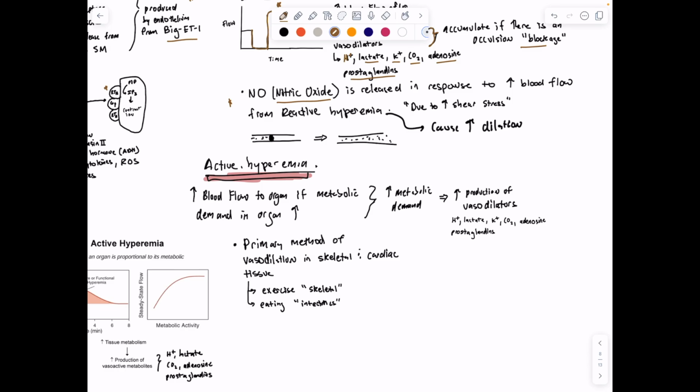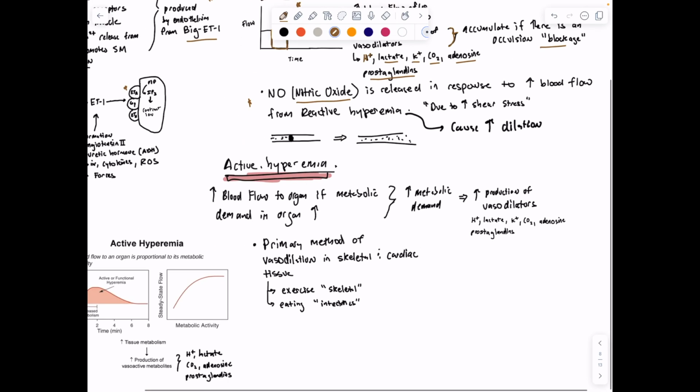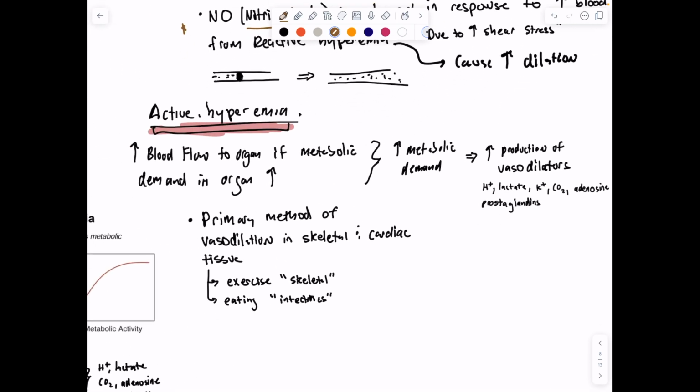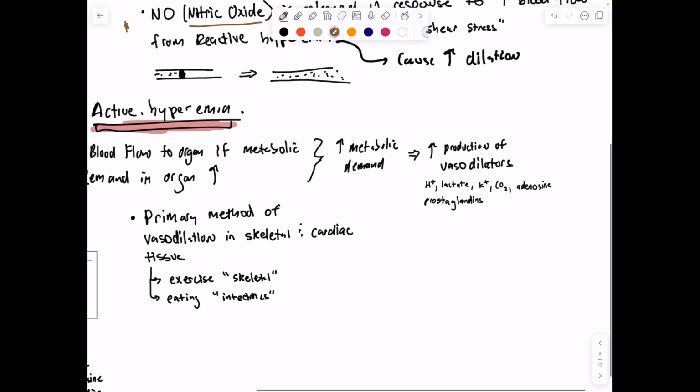All right, then you have active hyperemia. Again, hyperemia, excess blood in the vessels. And active hyperemia is basically increased blood flow to an organ if the metabolic demands in the organ are increased. And so you can think of this as a pretty good thing, right?